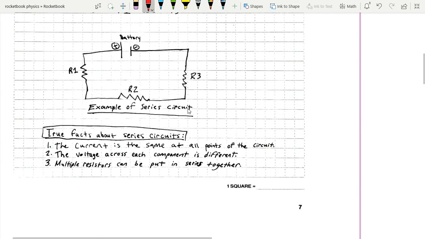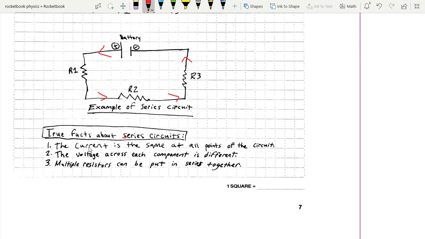So here's some true facts about series circuits. The current is the same at all points of the circuit. I start here, the positive terminal. Electrons are going to flow and move through it from high to low. Positive is high, negative is low. And just going to keep on flowing, high to low, high to low. And they're going to go through these components. And at any given point, the current is going to stay the same. Same current, same current, same current.